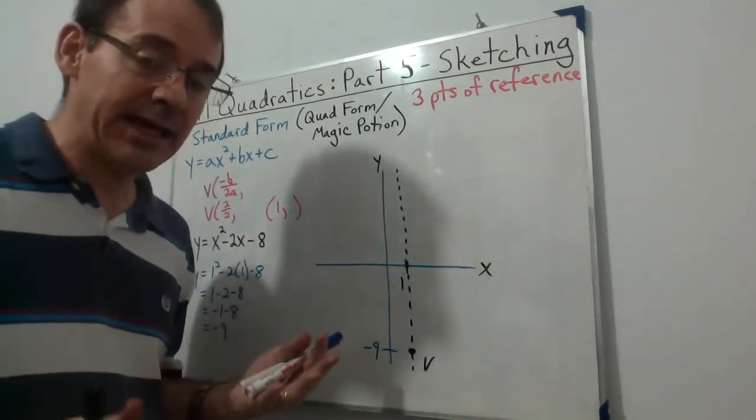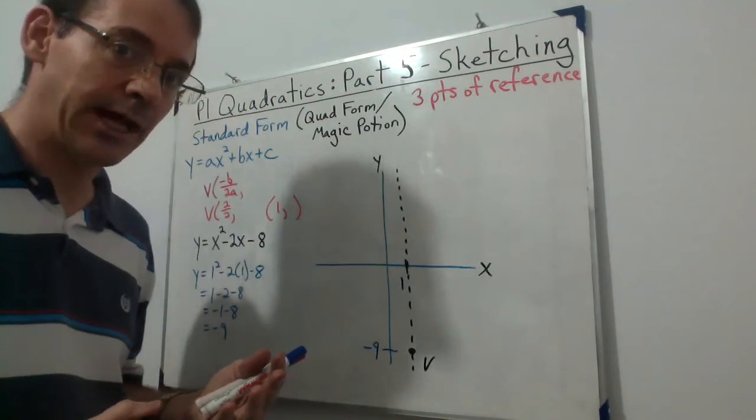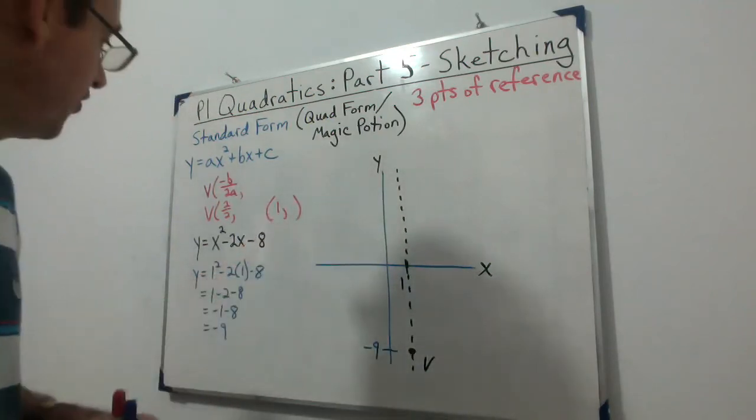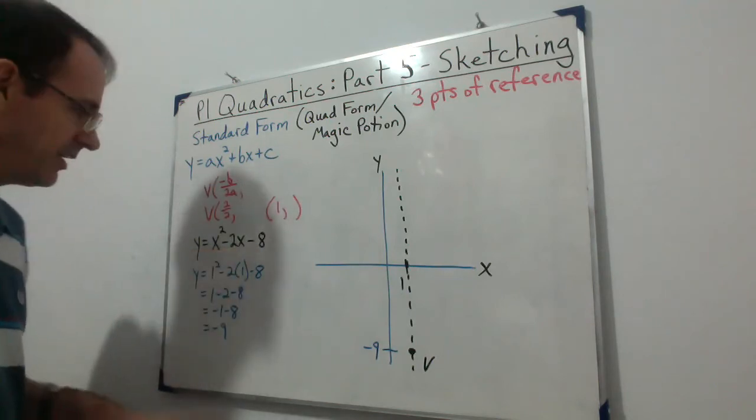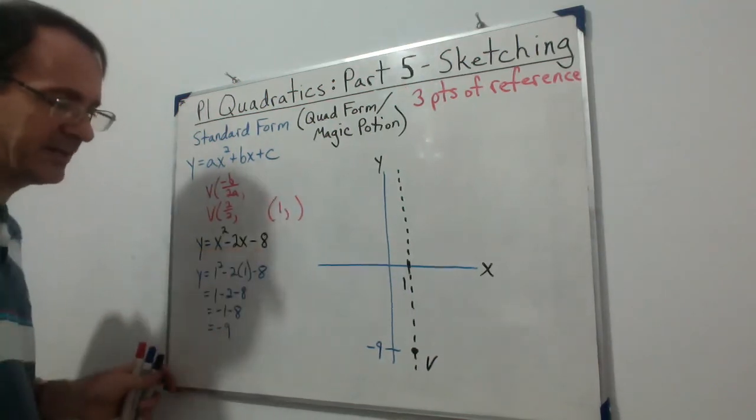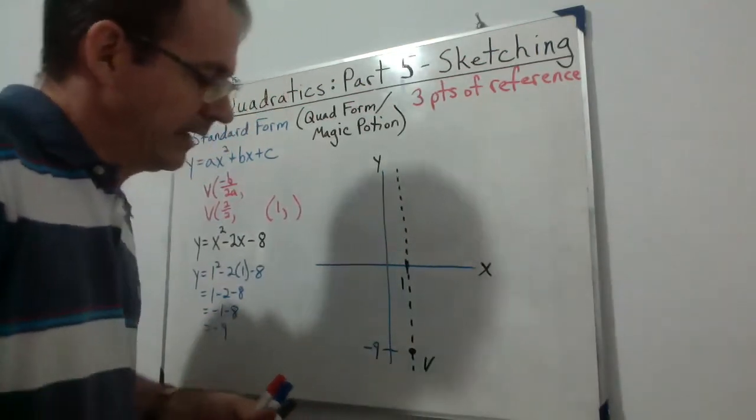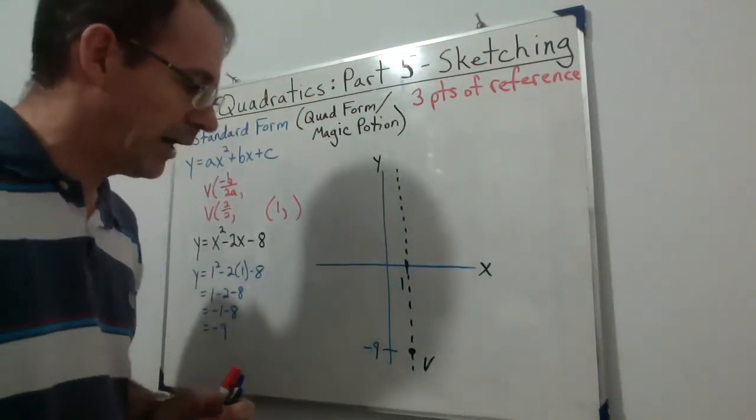Again, we want to pick an intelligent point for plotting. And we could use the 0. If you notice, if we use the 0, it makes it really easy to calculate. 0, 0, and you have negative 8. So you could use that if you want.